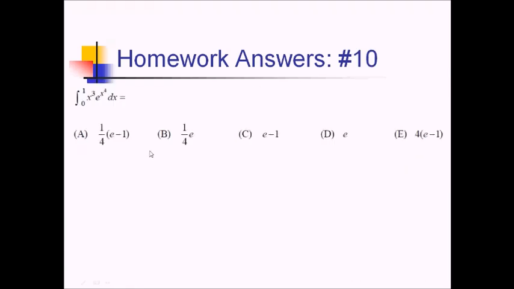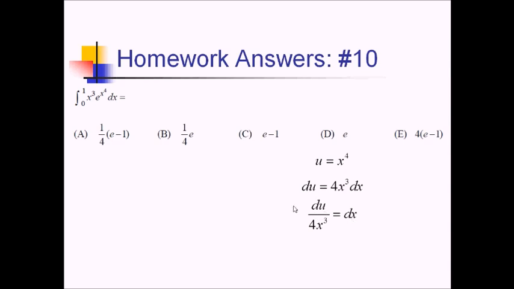For number 10, I'm trying to integrate from 0 to 1, x cubed times e to the x to the 4th. Since I see an inner function and its derivative in the same problem, I'm going to try integration by substitution. So let's let u equal x to the 4th for this one. So then du would be 4x to the 3rd dx. Dividing by 4x cubed, we've got du over 4x cubed equaling dx.